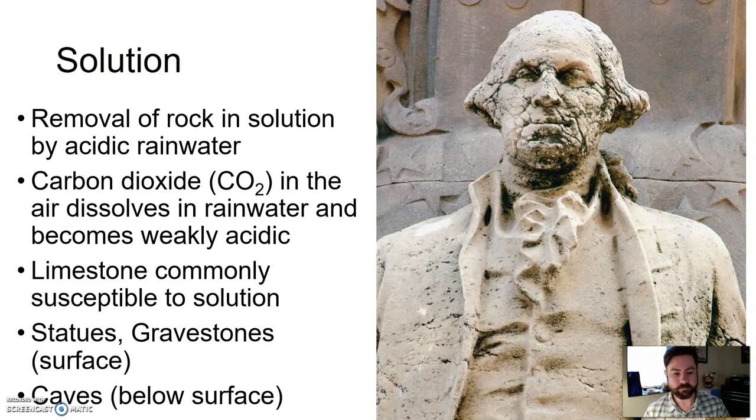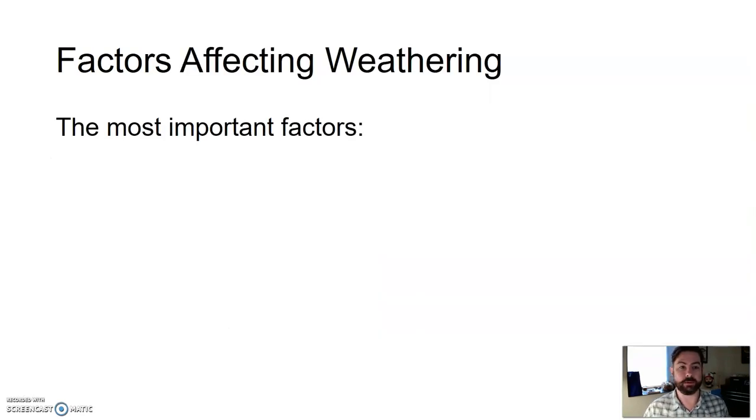So what we're going to do is take a pause right there. We just talked about how things are broken down, mechanical or chemical weathering. When we come back, we'll talk about factors affecting weathering. What's going to cause an area to weather faster, slower, etc. See you back here in just a minute.